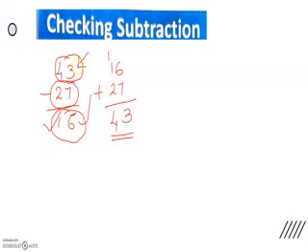So, to check subtraction, first you have to add the answer with the second number 27 and check whether we are getting 43, the first number. If we get the first number as the answer, then our subtraction answer is correct.